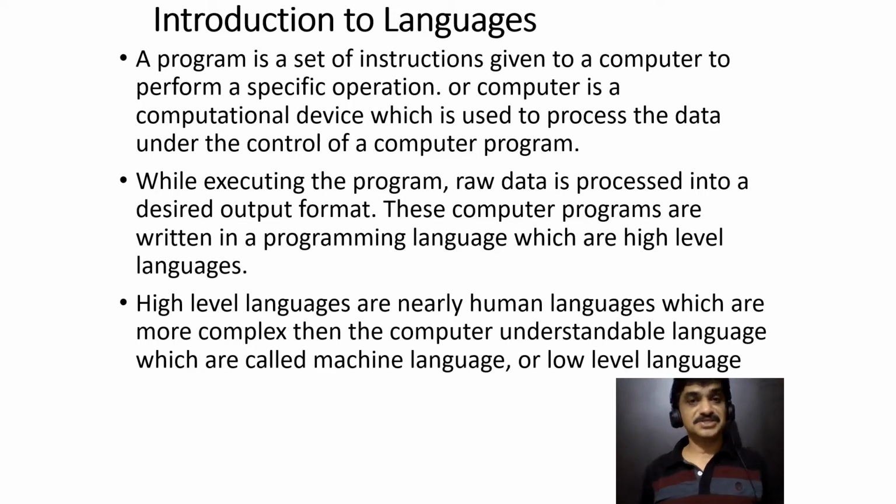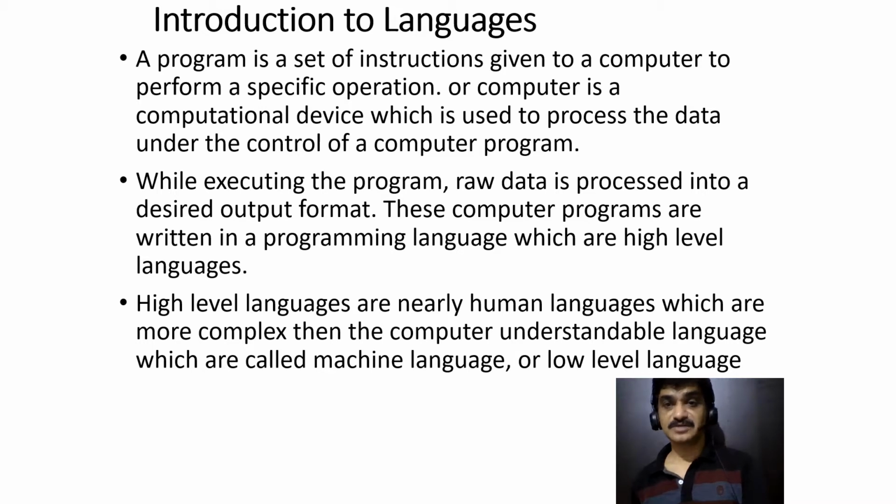So what is language? A program is a set of instructions given to a computer to perform a specific operation. It only can do the specified operation. The computers which are used in hospitals cannot be used for constructions, cannot be used in mining, cannot be used for research purposes. Please understand. That is why it is called specific operation.